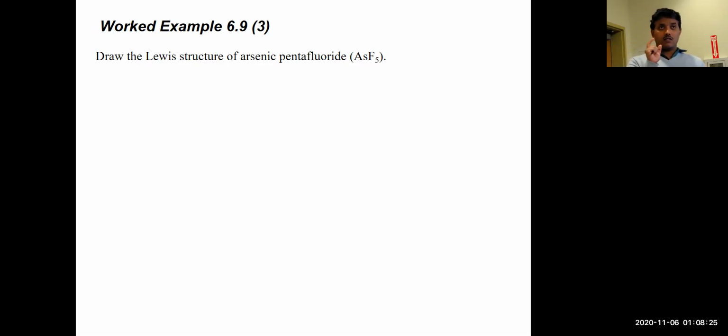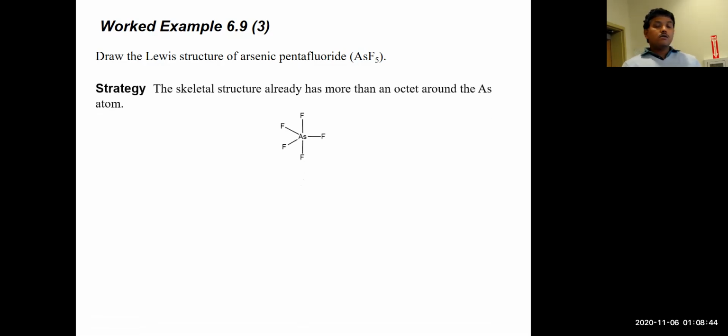Carbon, nitrogen, oxygen, and fluorine cannot have more than 8 electrons, except under special circumstances like radicals, which means arsenic has to hold more fluorines by itself. It has to step up and help its friend fluorine. Friend fluorine, nice rhyming, I like that. So arsenic is the central atom, connected to 5 fluorines.